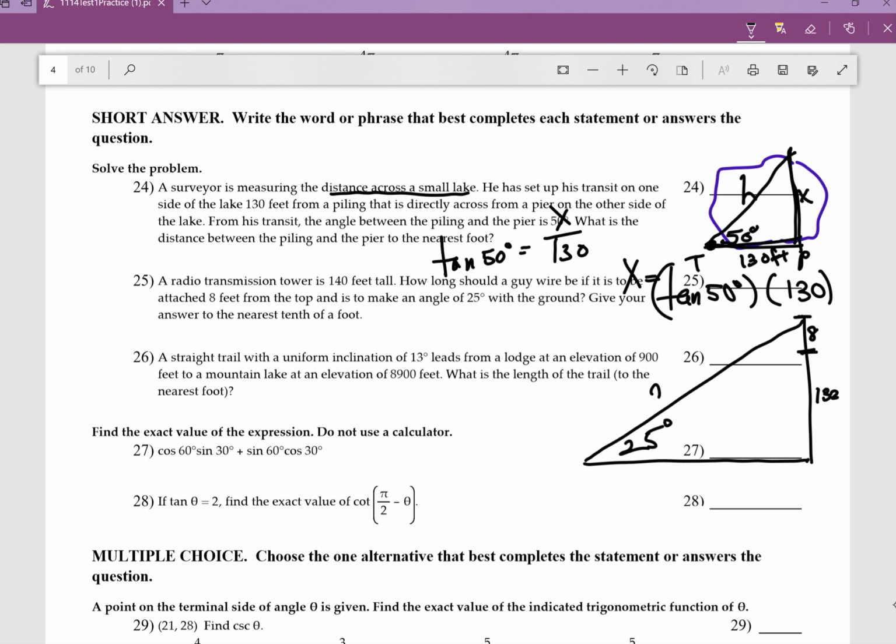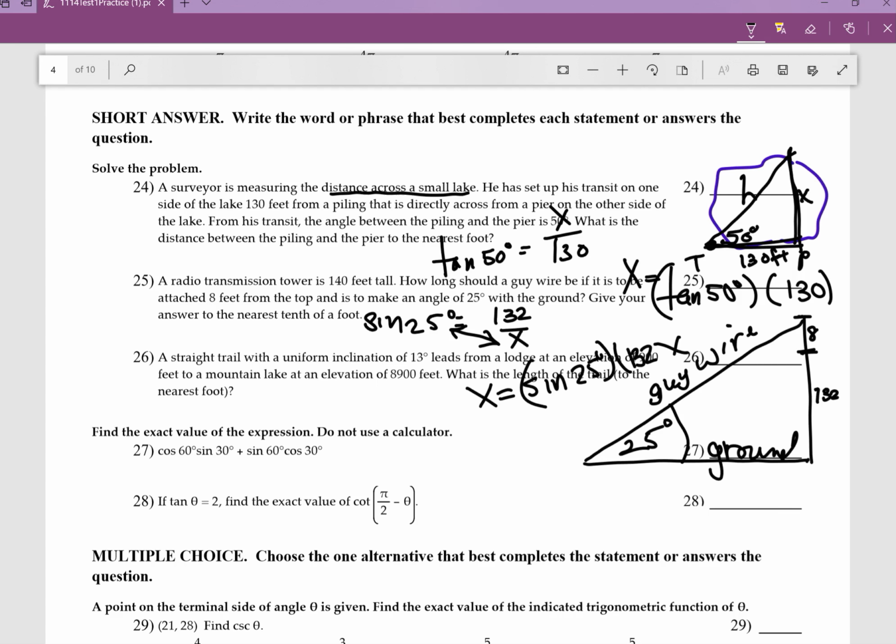That's the guy wire. This is obviously the ground, right? And they're asking you, how long should the guy wire be? So they're actually asking for the hypotenuse. So if you notice, you have an angle, its opposite, and the hypotenuse. So we're going to go with sine 25 degrees is equal to 132 over x, and therefore we can simply swap these two out, and you should end up with x is equal to 132 over sine of 25 degrees, and that'll give you your answer. Okay, you guys have the answers in the answer key. You can verify, make sure you're in degree mode.